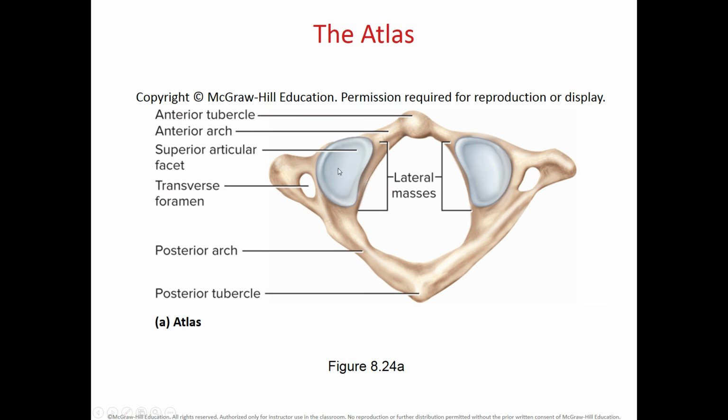These lateral masses have the superior articular facet that is actually concave. This concavity helps to complement the convexity of the occipital condyle, so you can nod, forming the atlanto-occipital joint.